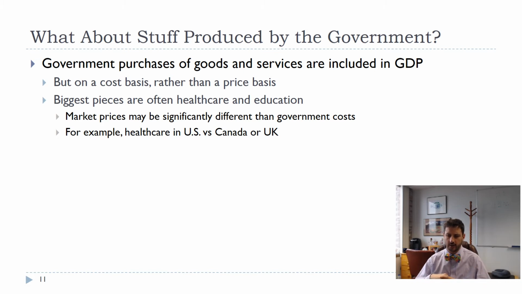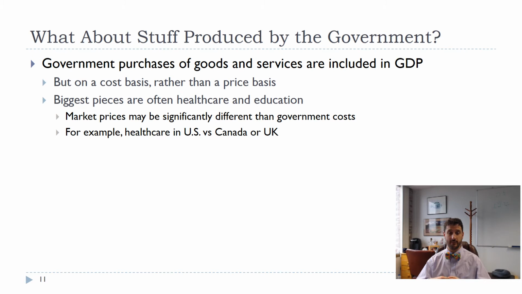So in the United States, education is probably the biggest piece that's produced by government, but of course there is the military and national defense. A big piece of healthcare is produced by the government in terms of Medicare and Medicaid. And then things like infrastructure construction. In other countries, all of healthcare is produced by the government.